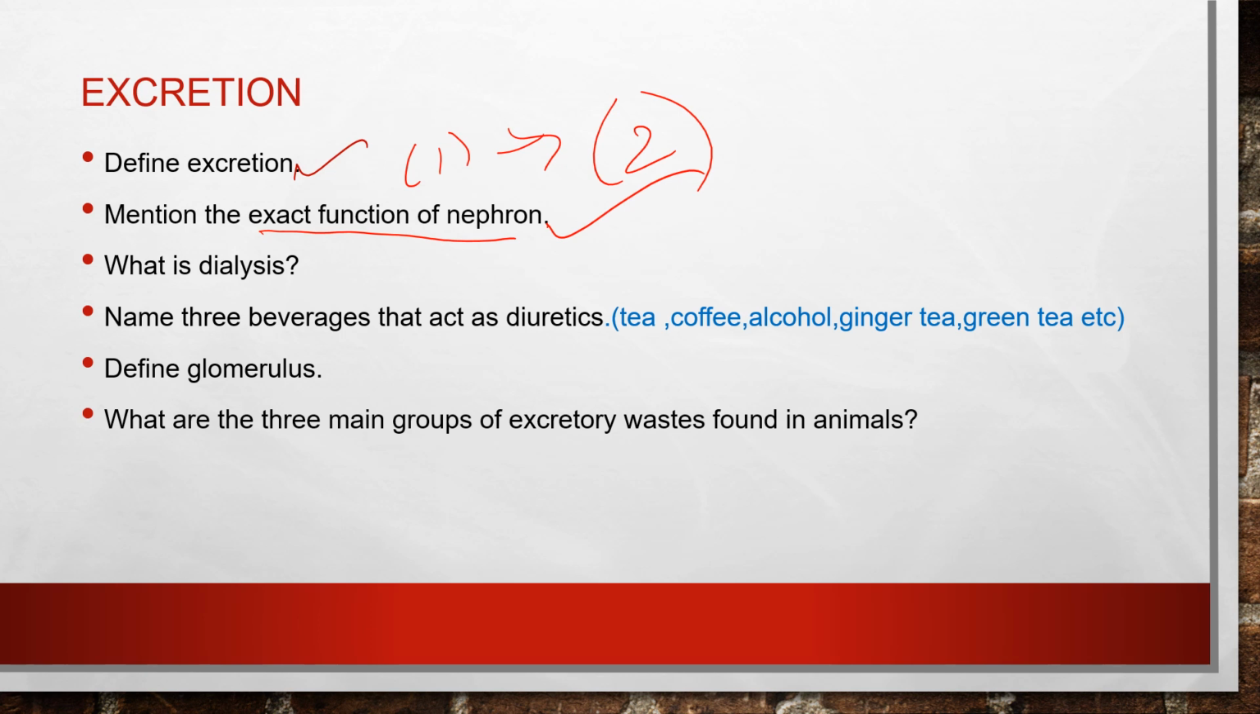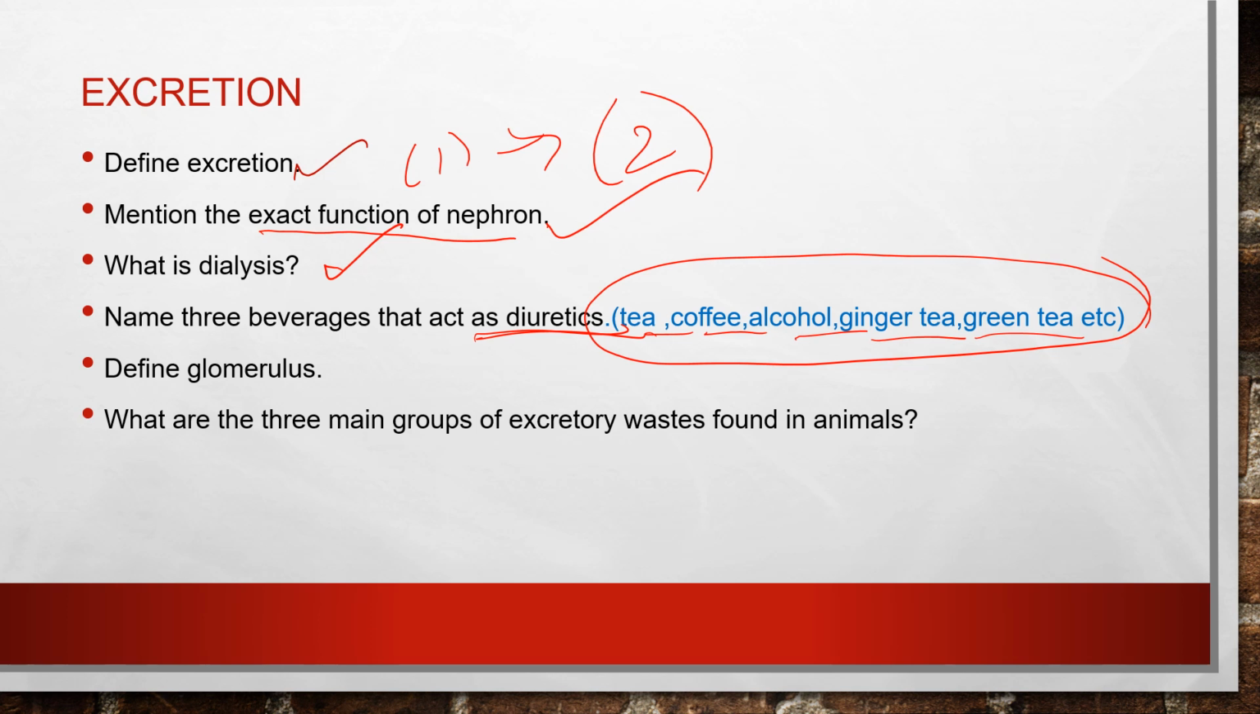Now mention the function of the nephron. Next comes: what is dialysis? Now here there is a very interesting question. Name 3 beverages that act as diuretics. The main beverages which act as diuretics are tea, coffee, alcohol, ginger tea, green tea. All these are beverages which act as diuretics. Is it clear?